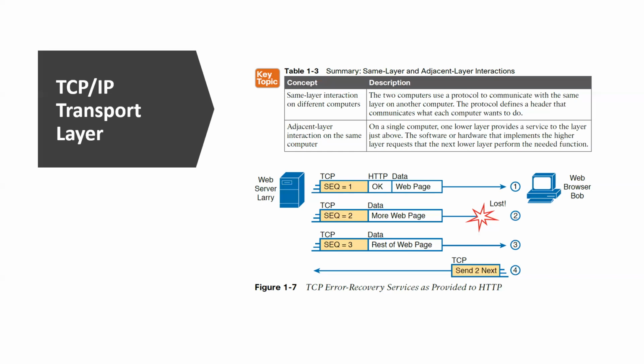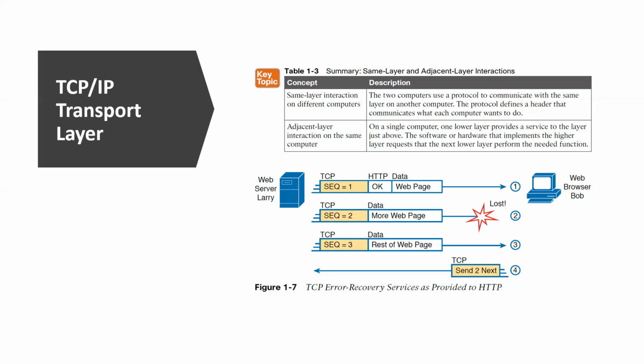That application is only going to see the application layer on Cornelius's side. It's not going to see anything else. It's just going to interact with the application layer. That's same layer interaction on different computers. Now, adjacent layer interaction on the same computer. Greg, help me out here.